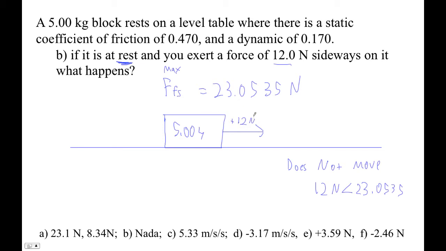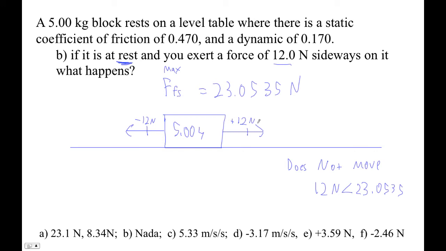Now, if I exert 12 newtons that way, how does it not move? If I exert positive 12 newtons that way, how does it not move? Well, it doesn't move because there is a force backwards, I draw that the same length, of negative 12 newtons. The static force in this case is negative 12 newtons.